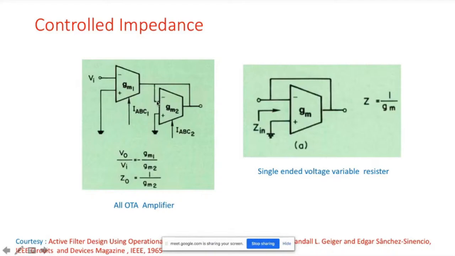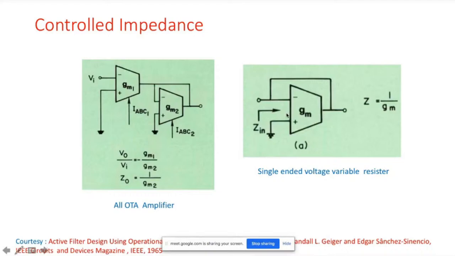That current flowing here is going to be the voltage here multiplied by GM2, that is, GM2 into this voltage, which will be the current. So accordingly, V0 by VI will be GM1 by GM2. If you calculate the output impedance, it will be 1 by GM2. So 1 by GM2 is nothing but a resistance. GM is a transconductor, so I can have a simple resistance using this kind of configuration.